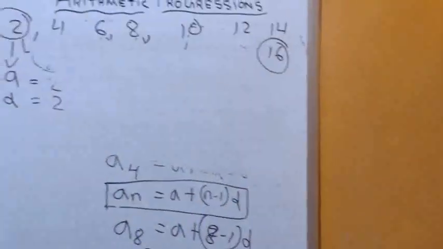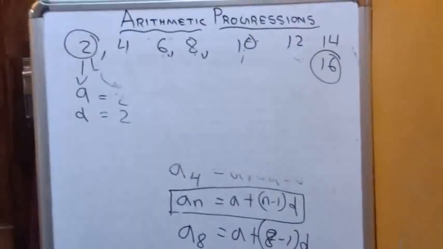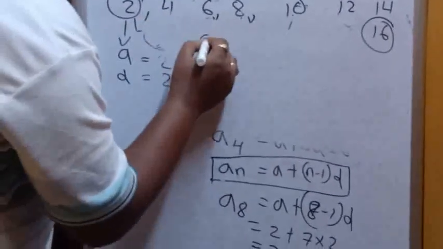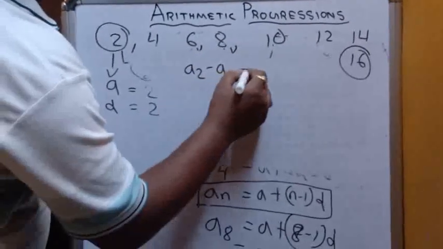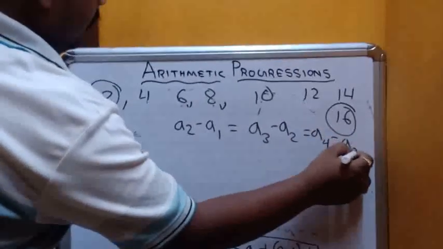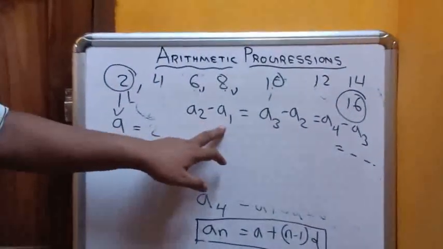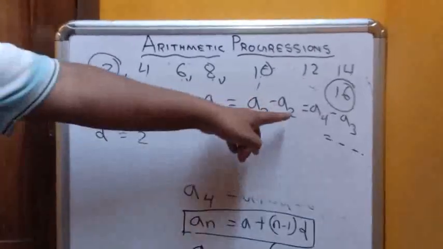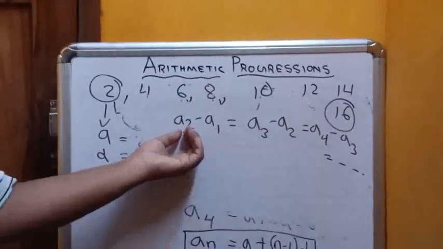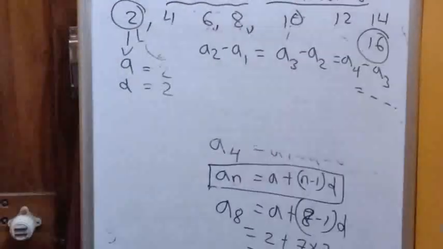So whenever a progression is given, first you check whether it is an AP or not. How can you check? First of all, you have to find the differences: A2 minus A1, A3 minus A2, A4 minus A3, and so on, for however many terms are given. A2 minus A1 equals 4 minus 2, which is 2. Then 6 minus 4 equals 2. Then 8 minus 6 equals also 2. So here you are getting all the differences the same, so you can say this is following a progression.